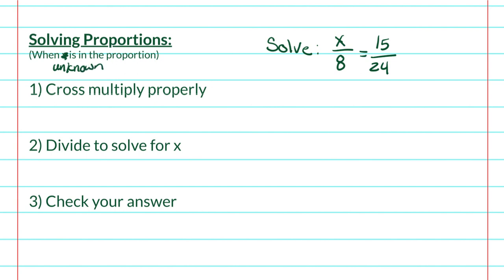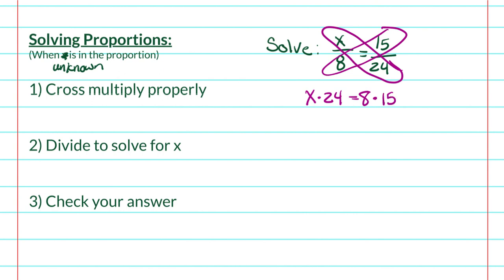First step you're going to do, we're going to cross multiply. So go ahead and draw the lines and then rewrite the problem. So X times 24 equals 8 times 15. That's what we're going to do. Now do the math. We're still on step 1. We have 24x equals 120. Okay, step 1, cross multiply. Right there is step 1 that we just did.